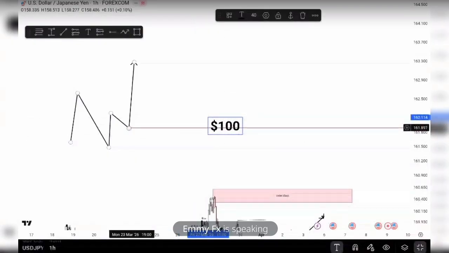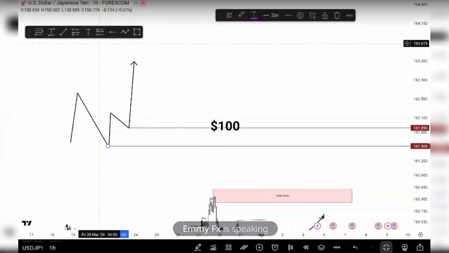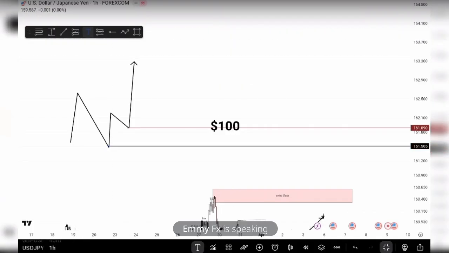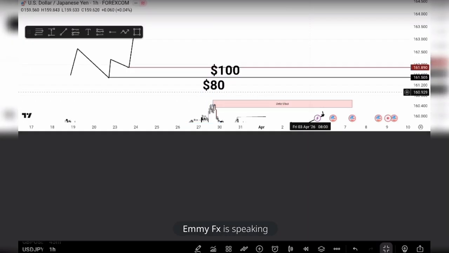This is a discount pricing array, and this is also a discount pricing array. And this discount pricing array here, I'm going to color this line black. So this discount pricing array here, where are we going to buy from? We are going to buy from $80 in this discount pricing array.